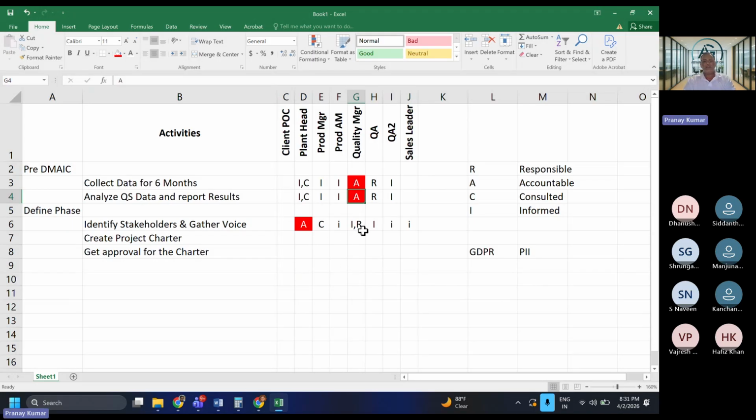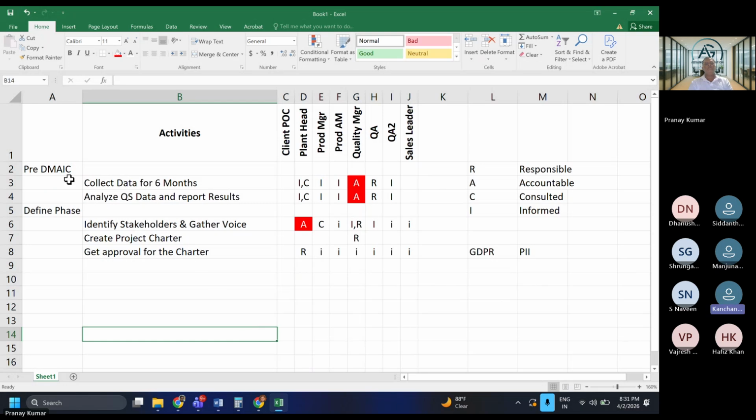Who will create the project charter? I am holding him responsible. Who will approve? The plant head will approve. No need to have accountability everywhere. Once your charter is approved, ensure that everyone is informed. So far, you're good?